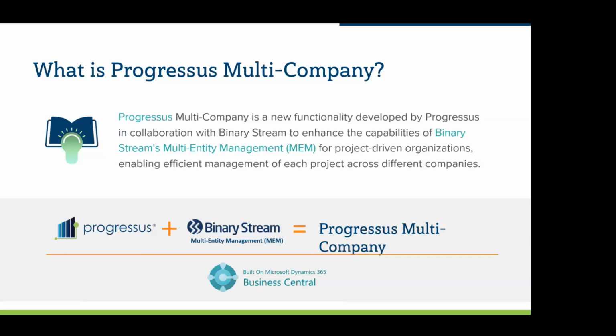Progressus Multi-Company is developed in collaboration with the Progressus team, as well as the Binary Stream team, to enhance both Binary Stream multi-company functionality as well as Progressus. And so the combination of the two equals our Progressus Multi-Company app.